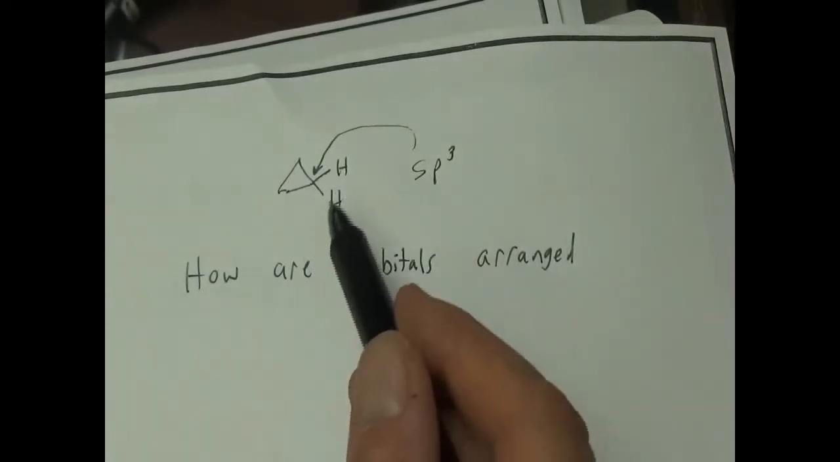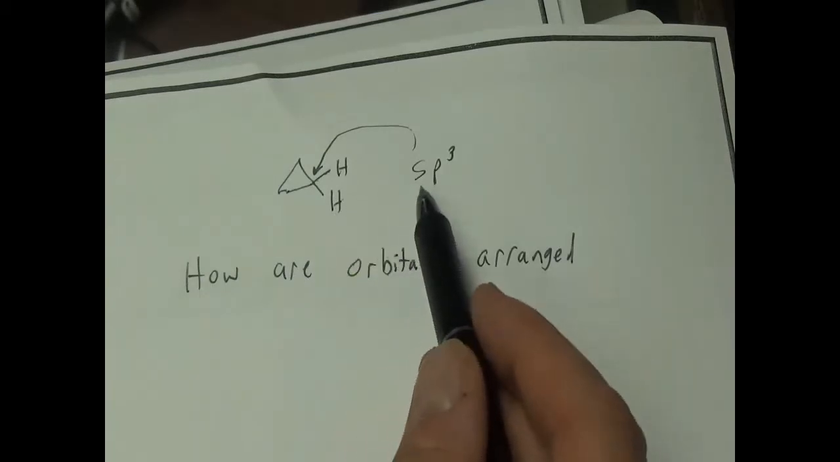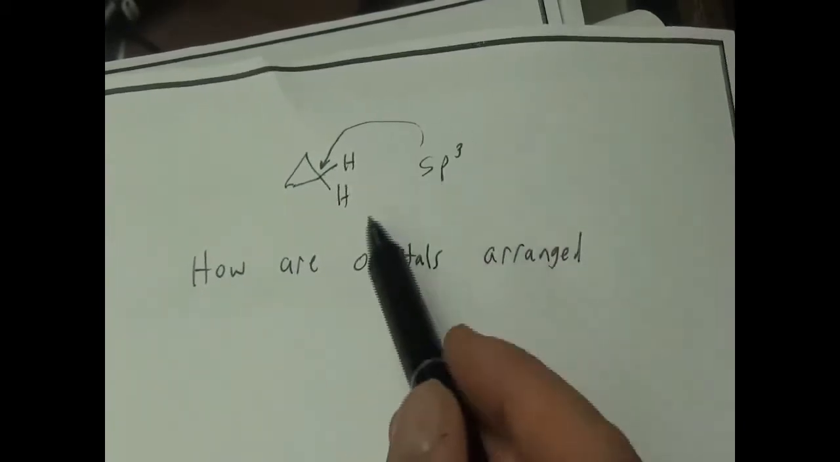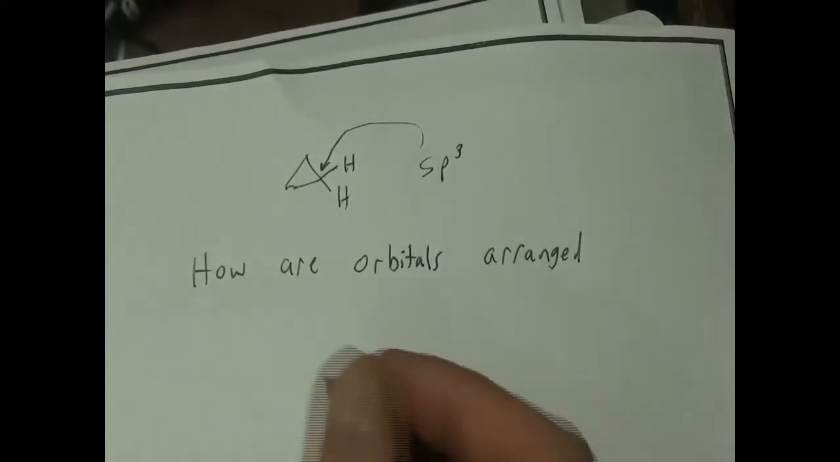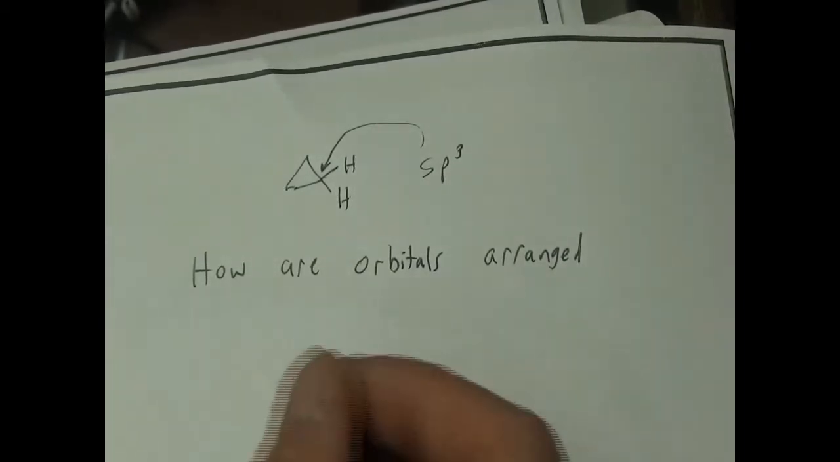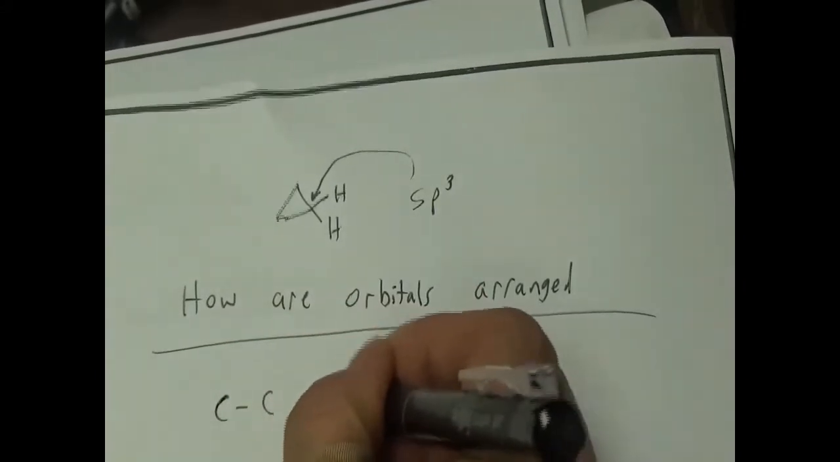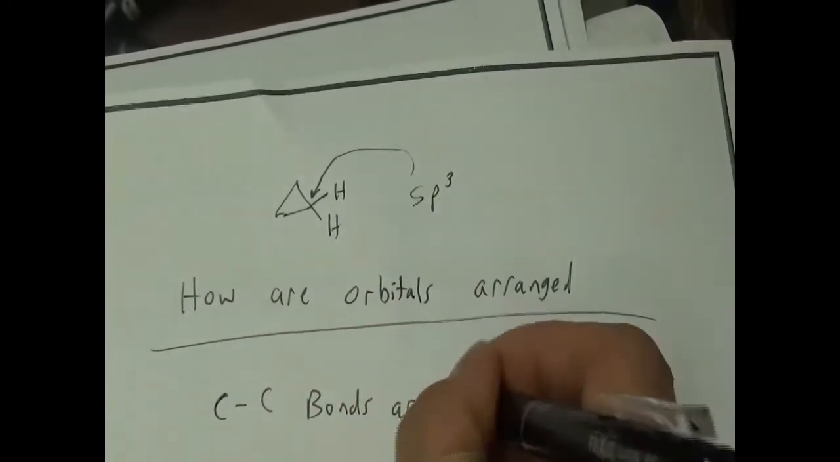So if you're supposed to be 109.5, how does it accommodate 60-degree bond angles? So it does something weird. The CC bonds are bent.